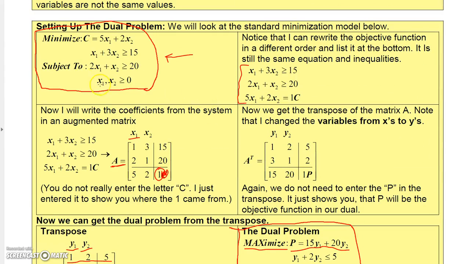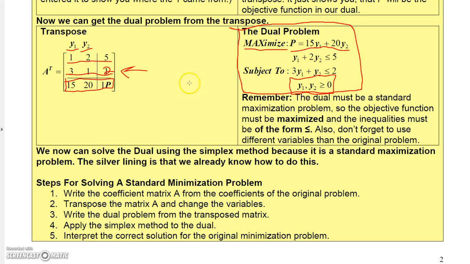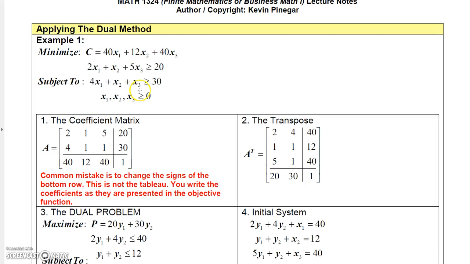So again, the original problem was minimization with greater than constraints, and the dual problem must be maximization with less than constraints. And that's how you set up the dual problem from a standard minimization problem. Okay, let's look at setting up the dual one more time. You'll see here I have a minimization problem, and my constraints are greater than or equal to.